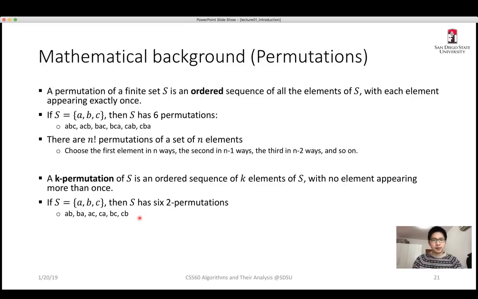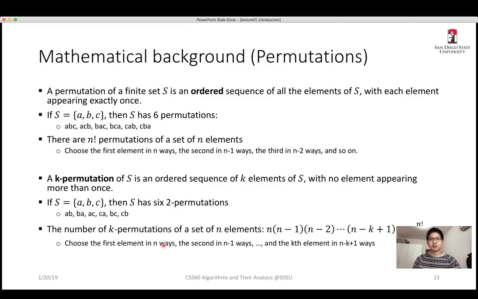And the way to compute the total number of k-permutations is like this. When we choose the first element, there are n ways. But this time we don't choose all the way down to the last element. We just need to choose k elements. So for the kth element, there are n minus k plus 1 ways. So the total number of k-permutations is n times n minus 1 times n minus 2, until we reach n minus k plus 1. If we write this in the form of factorials, it'll be the factorial of n over the factorial of n minus k.